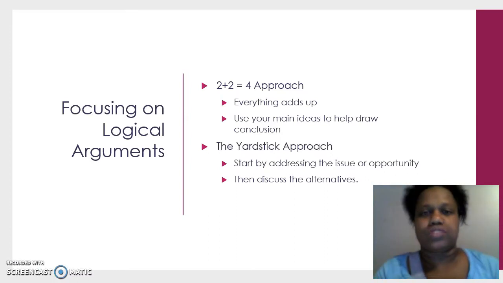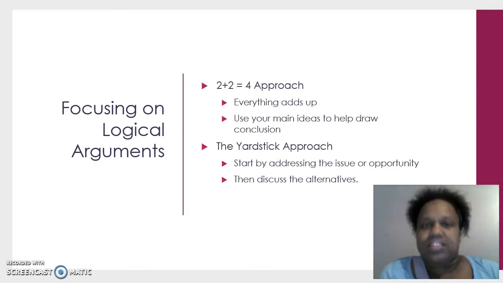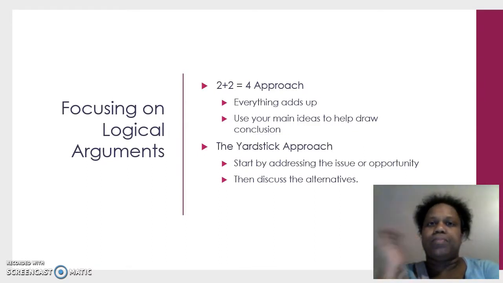So there were 2 approaches that the book mentioned. One was the 2+2=4 approach. It means everything adds up. So like our example with the employees, if we add these 2 employees, it will work out because yes, we'll be paying them more, but in the long run, the benefits outweigh the negative.